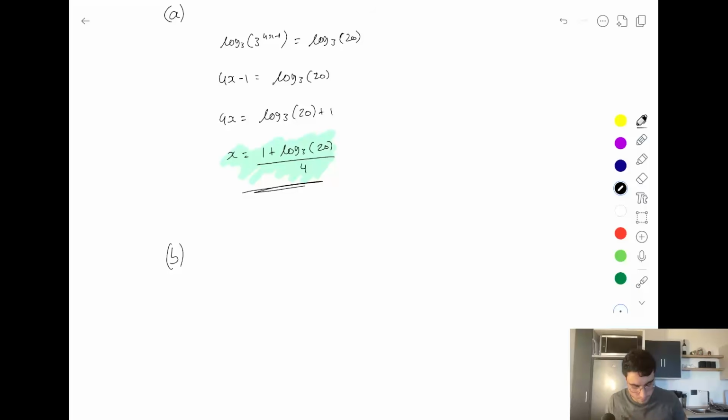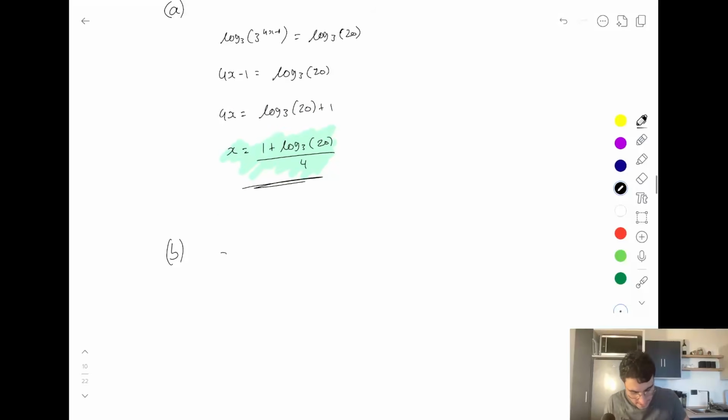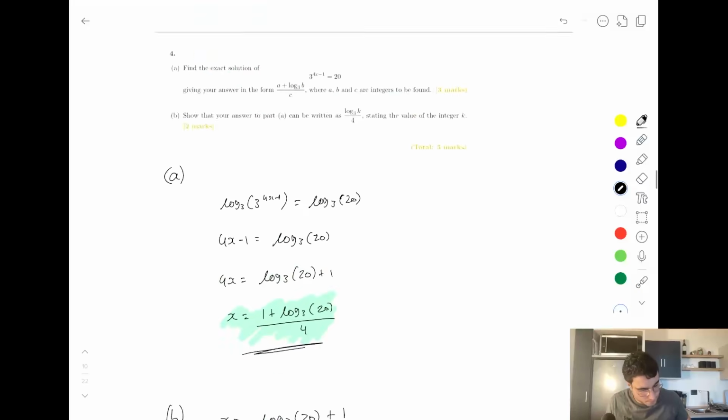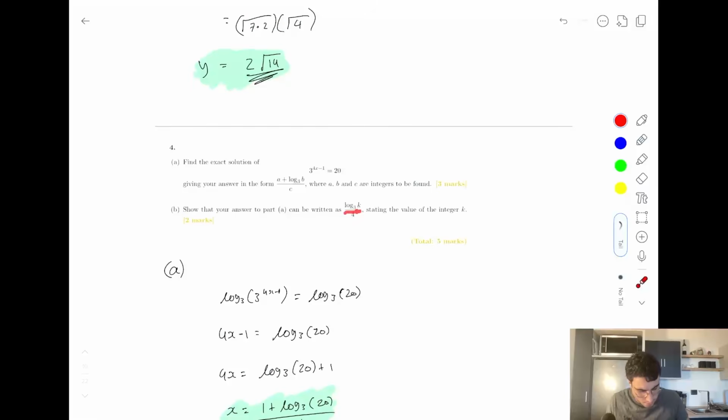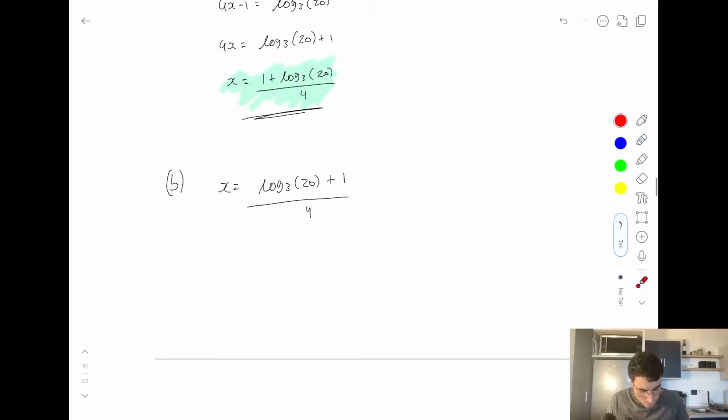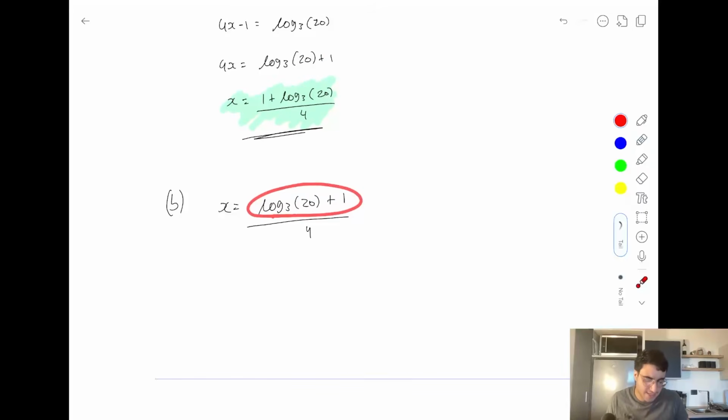Well, we know that x is equal to log base 3 of 20 plus 1, over 4, okay, log base 3 of k. So that means that this needs to get to log base 3 of k somehow.